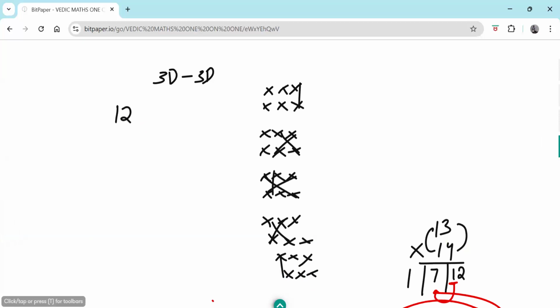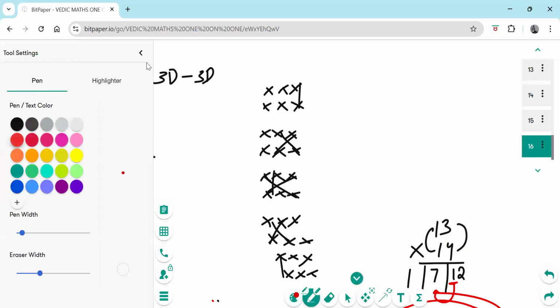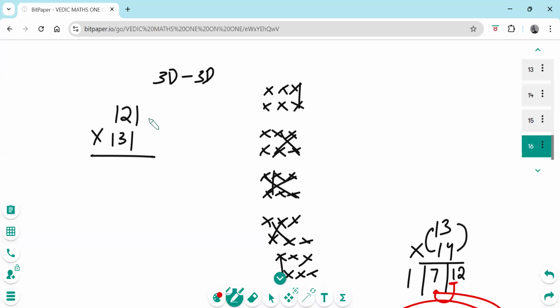Let's say I give you 121 multiplied by 131. Let's solve this, right? Within seconds, let's do it. Since I'm teaching, it may take some time right now, but when you do it after some questions, you will do it within milliseconds. Okay, first time this into this. So 1 times 1 is 1. Now this with this and this with this, add them together. 1 times 2 is 2. 3 times 1 is 3. So 2 plus 3 is 5.